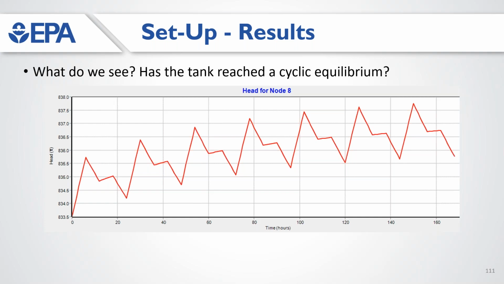If we want to see how the tank operates in normal circumstances, we'd have to run the simulation longer until it stops increasing daily. Once the head stops increasing each day, it has reached what we call cyclic equilibrium. This is just a more specific term for steady state. If we compare this point 24 hours later, it's higher and higher and higher still, and it keeps increasing. So it hasn't reached it yet.